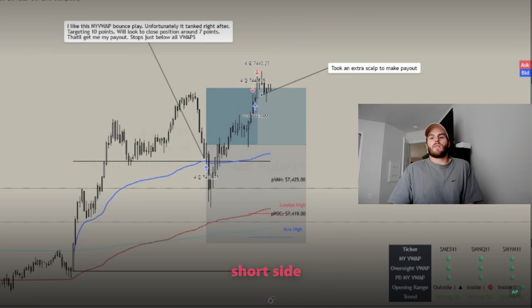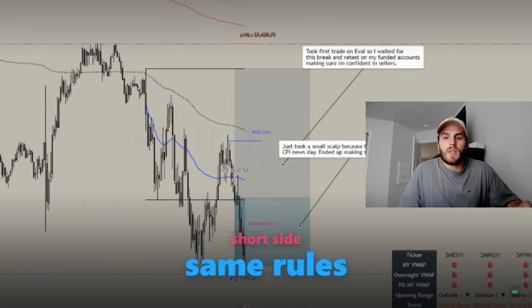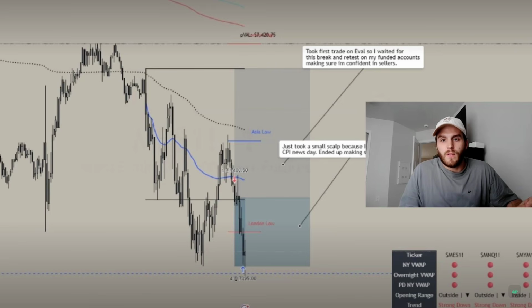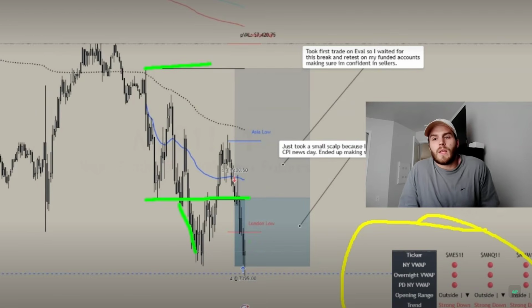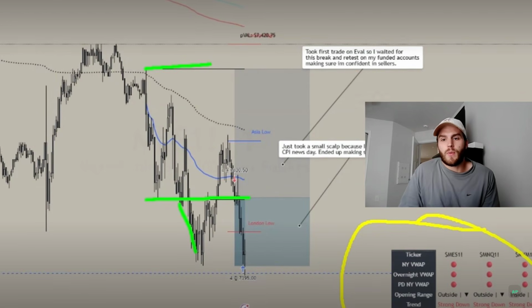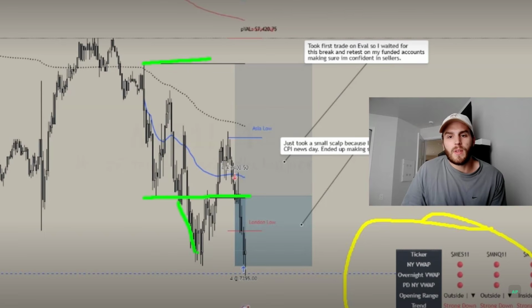This time, I want to show you the short side so you can see exactly how this setup works in both directions. Same exact process, just flipped. Trend is down. You can see that VWAP alignment is right across the board. Opening range is set, and price breaks below that opening range low. Right here. That is my trend-aligned break. Then watch what happens next. Price pulls back up to New York VWAP right here. It's the magnet effect, just from the other direction.